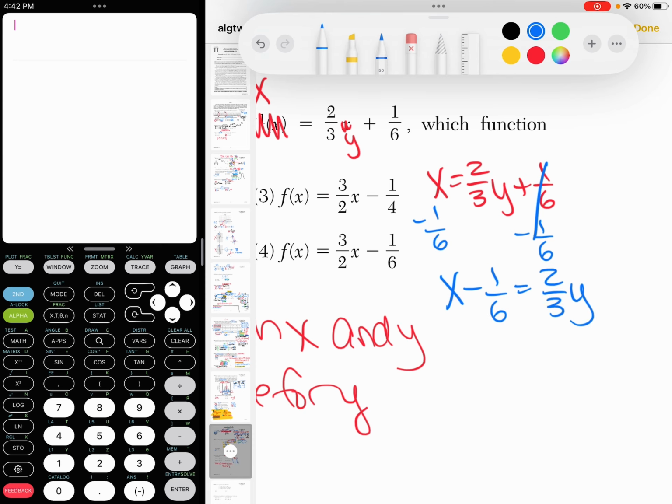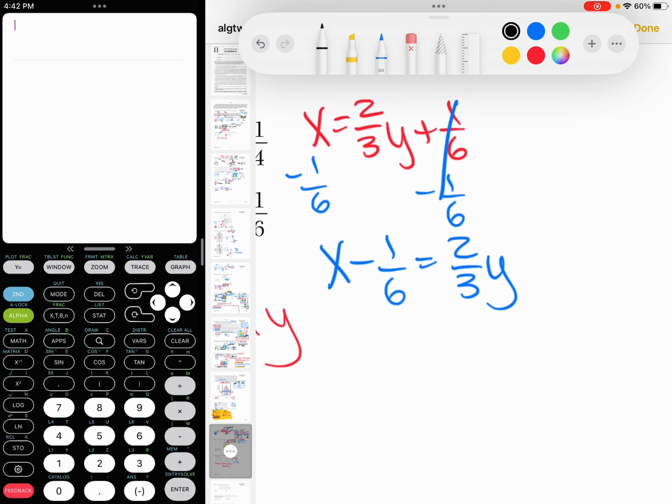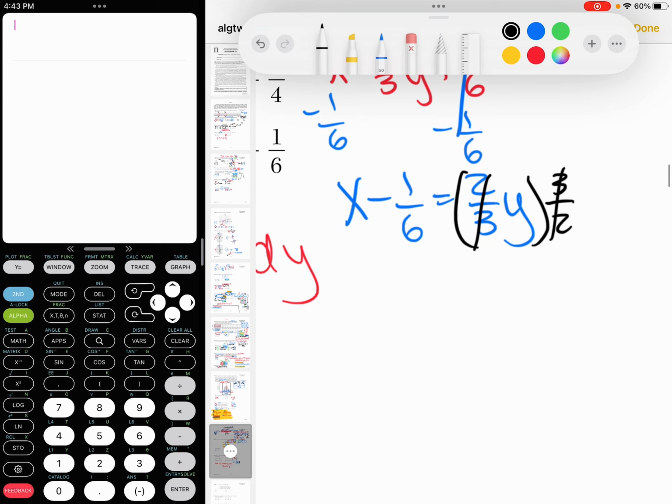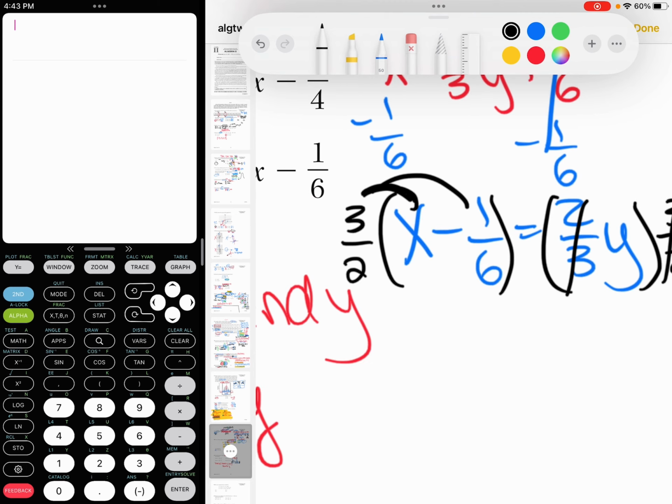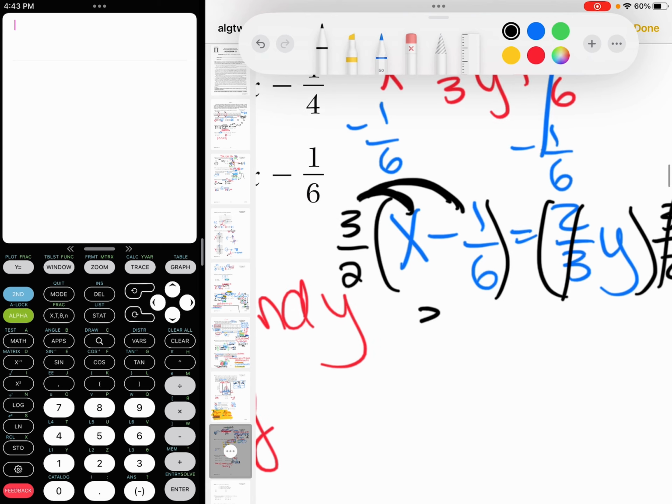Equals 2 over 3y. Now to get rid of that 2/3, anytime you're solving an equation, you have to multiply by the reciprocal. So I'm going to have to multiply this by 3 over 2 because 2/3 times 3 over 2 cancel each other out. But what you do to one side, you do to the other. So I'm going to multiply this side by 3 over 2 as well. And make sure you multiply the whole side. Notice I already drew them in, but I'm going to be distributing that 3 over 2 through. So it's going to be 3 over 2x minus, when you're multiplying fractions, you multiply straight across.